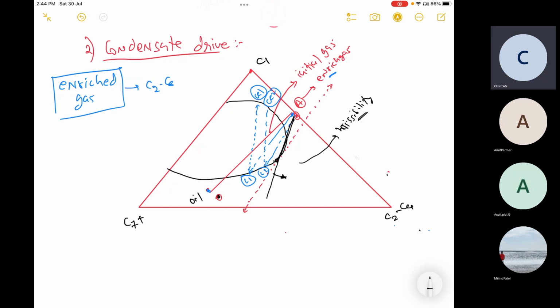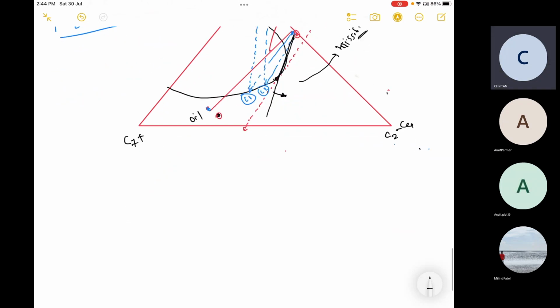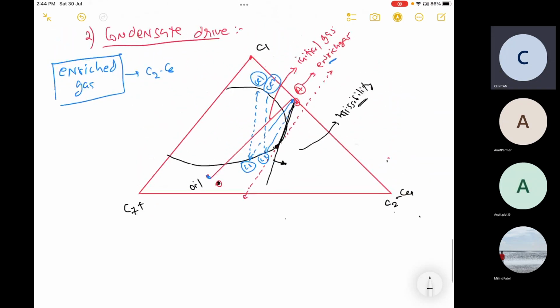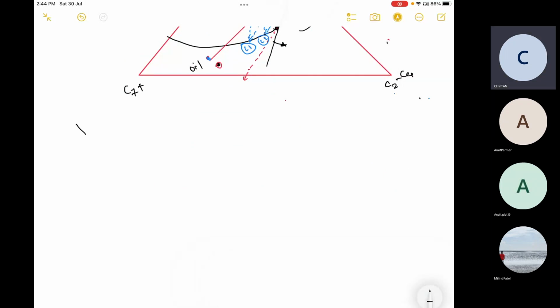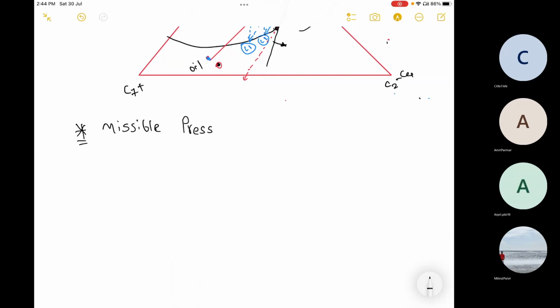Okay, so let's talk about miscibility pressure. Does anyone know how we can measure miscibility pressure? Miscible pressure or miscibility pressure, it's the proper term. Okay. Which test do we use for miscible pressure? No, sir, no idea. Okay.